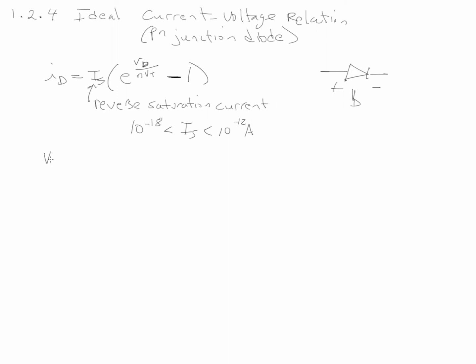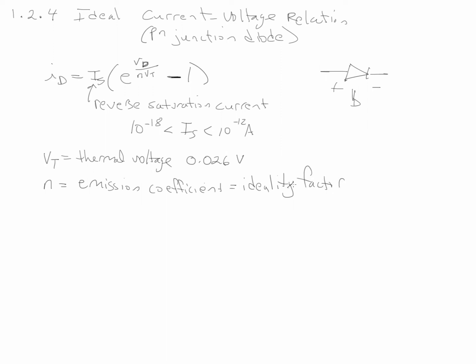And like I said, Vt is a thermal voltage, which was equal to 0.026 volts. And then n in the equation is called the emission coefficient, or ideality factor. And n is greater than or equal to 1 and less than or equal to 2.